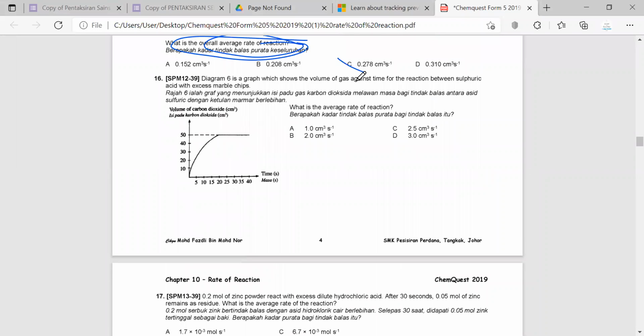What is my average rate of reaction? Sama dengan soalan di atas. Sama je soalan dia. Kita nak pilih apa? Apa over apa? What is my highest volume here? 50 je. What is the time where it first became 50? 20 seconds. So 50 divided by 20. What do you get? 2.5. Excellent. Yes, you are going to get 2.5. Correct.